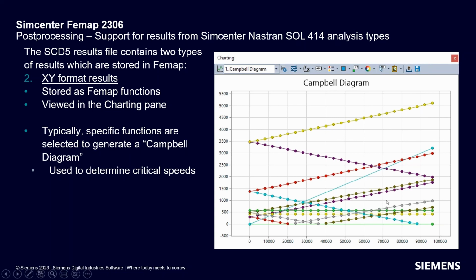And as a reminder, they're changing due to the different types of forces involved in a rotodynamics analysis, such as Coriolis, gyroscopic, stiffening or softening of the structure as it spins faster or slower.